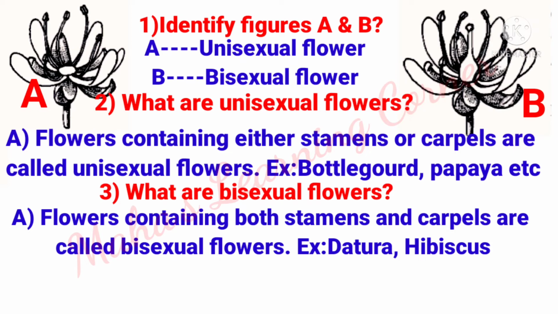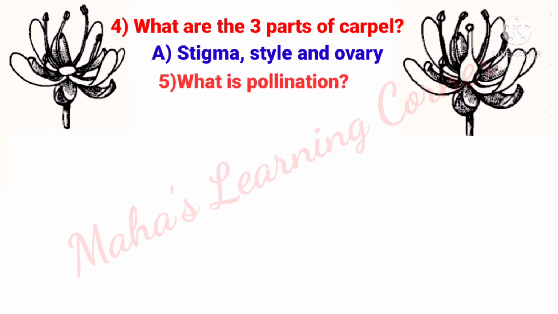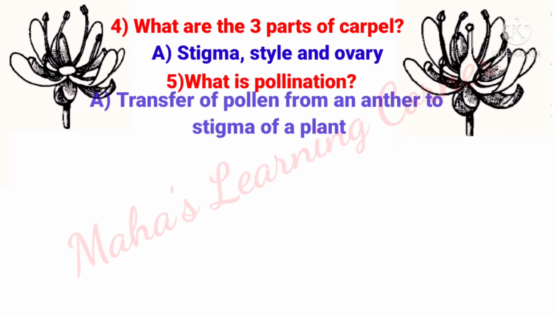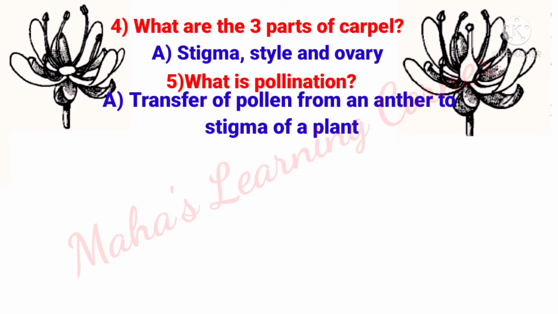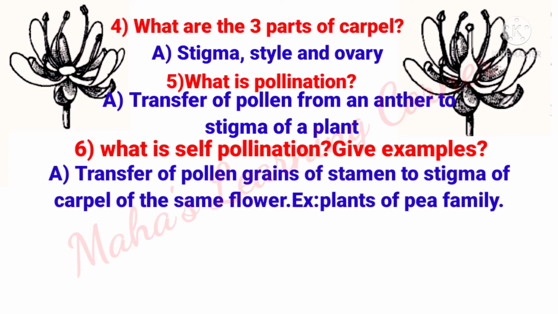Examples, datura, hibiscus. Next, what are the three parts of carpel? Correct answer, stigma, style and ovary. Next, what is pollination? Correct answer, transfer of pollen from an anther to the stigma of a plant. Next question, what is self-pollination? Give examples. Correct answer, transfer of pollen grains of stamen to stigma of carpel of the same flower.